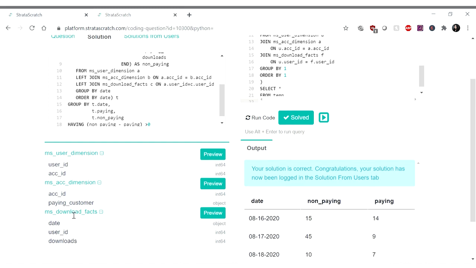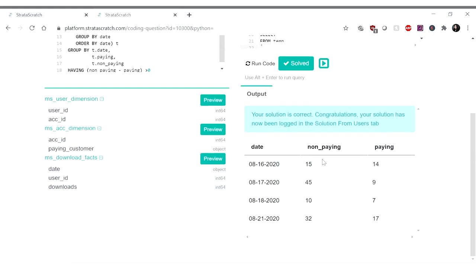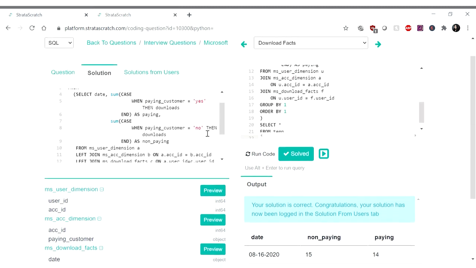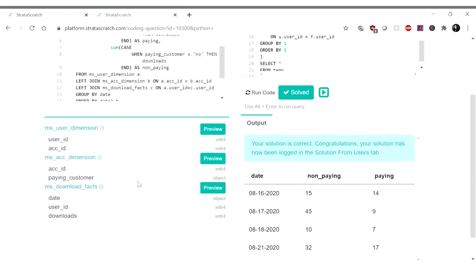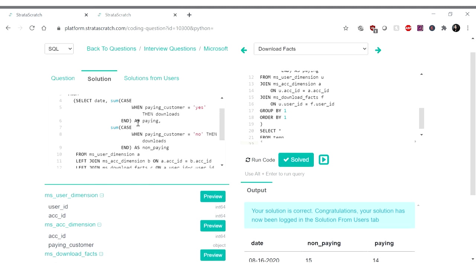So I guess it doesn't really matter that much in this case, because it seems like the dummy data as well as the checks that they have are really not looking into that case. Also, because you are explicitly saying when paying customers equal to yes, but when paying customers equal to no, I guess it's okay and you're also summing it. So I don't think it actually makes that much of a difference in this case. Okay, cool. Enough of my ramblings.